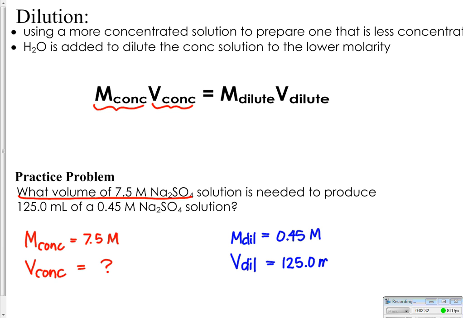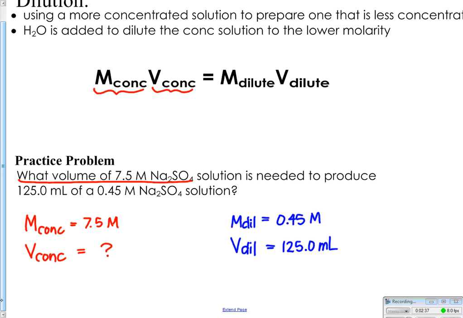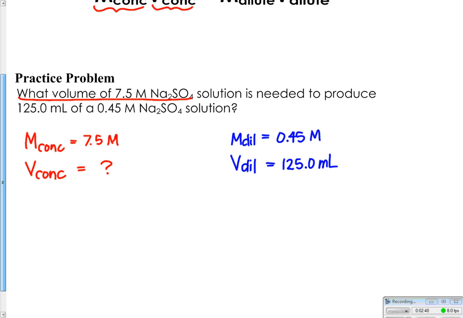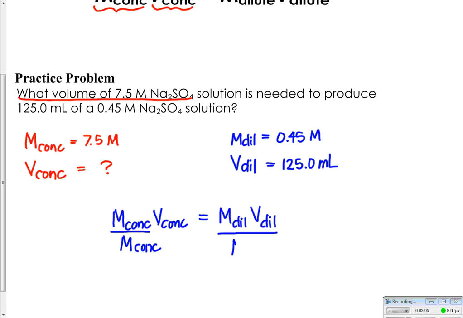So the biggest challenge you have, at least initially, is just getting the information paired the right way: which one goes with the concentrated, which one goes with the dilute. Now, if you use your formula the proper way, we know that the molarity of the concentrated times the volume of the concentrated is equal to the molarity of the dilute times the volume of the dilute. What we're looking for here is the volume of the concentrated. So to solve for that, I'm going to divide both sides by the molarity of the concentrated substance.